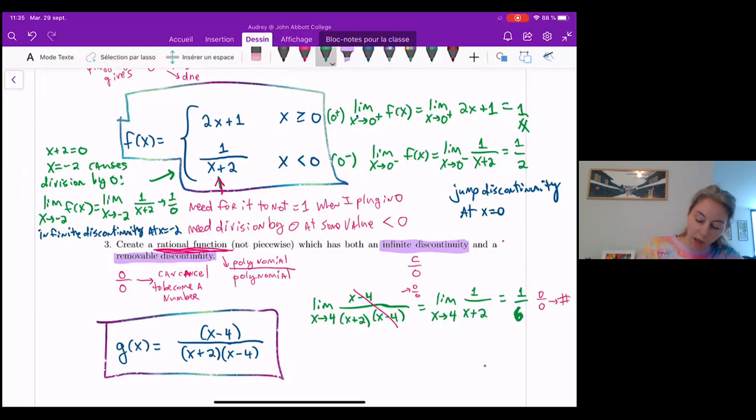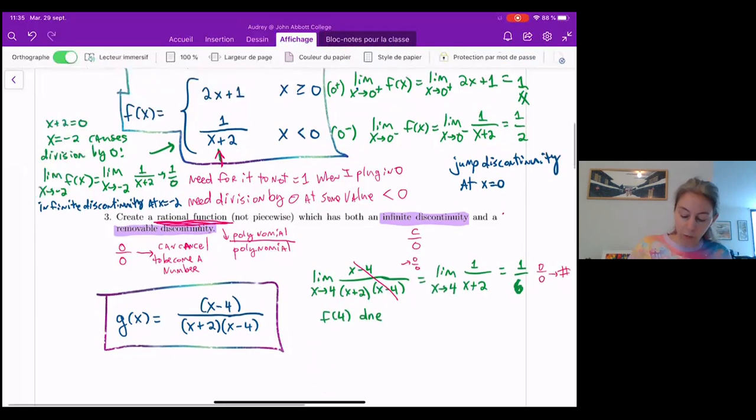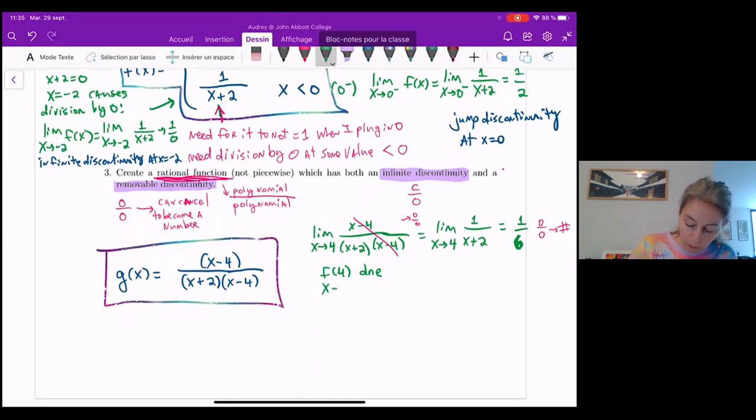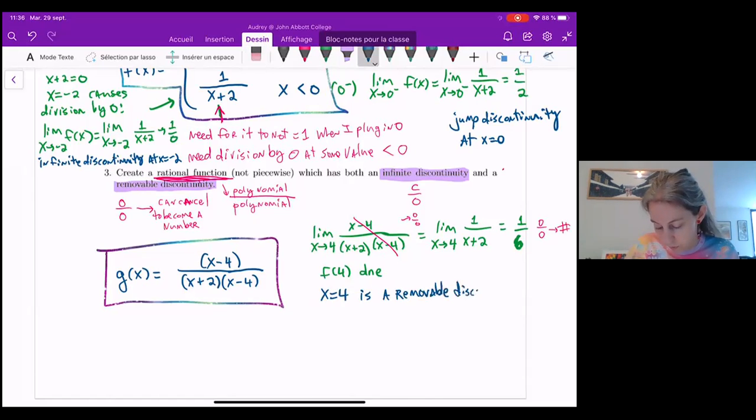But note that f of 4 causes division by 0. Even though I can cancel it out, it still causes that division by 0. So f of 4 does not exist. Here, if I have the limit as x approaches -2, then actually let's write that down before I do this. So that means at x equals 4, I have a removable discontinuity. X equals 4 is a removable discontinuity.